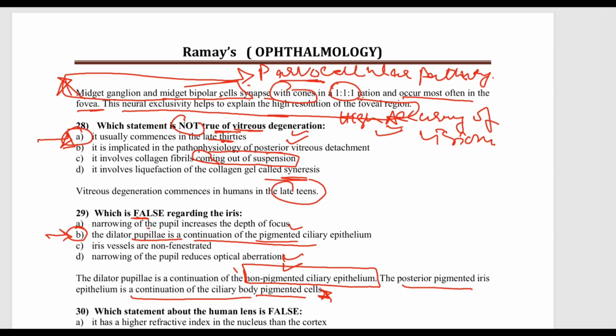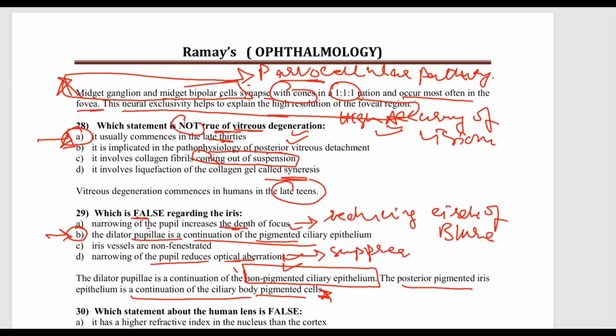How does it increase the depth of focus? By reducing the circle of blur. And narrowing of the pupil reduces the optical aberration by suppressing the peripheral rays. So remember these points as well.